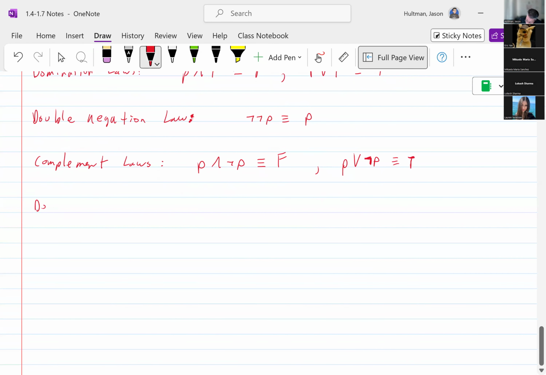Okay, we've already seen this one, but we're going to write it again because we need to memorize this. De Morgan's laws: not (P or Q) is logically equivalent to not P and not Q. And not (P and Q) is logically equivalent to not P or not Q.